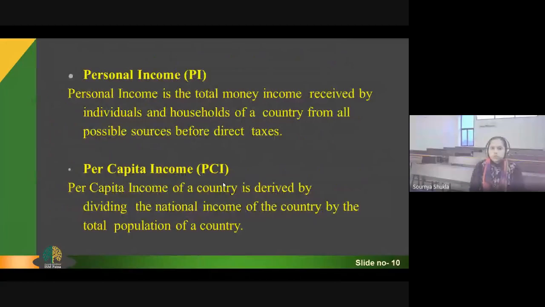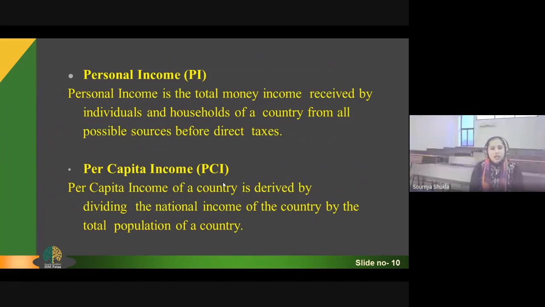Personal income. What is personal income? It is the total money income received by the individuals and households of a country from all possible sources before direct taxes. Whatever income is received by the individuals and households of a country is considered as personal income.